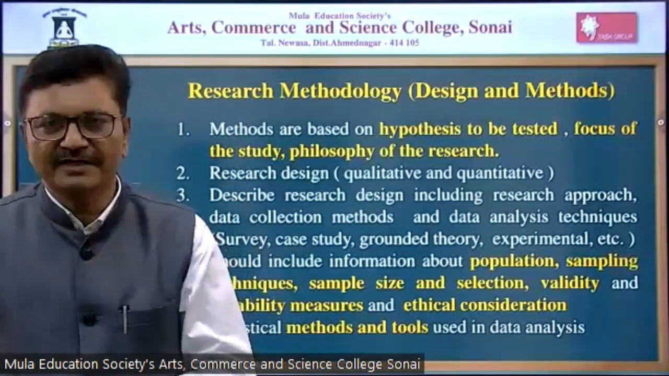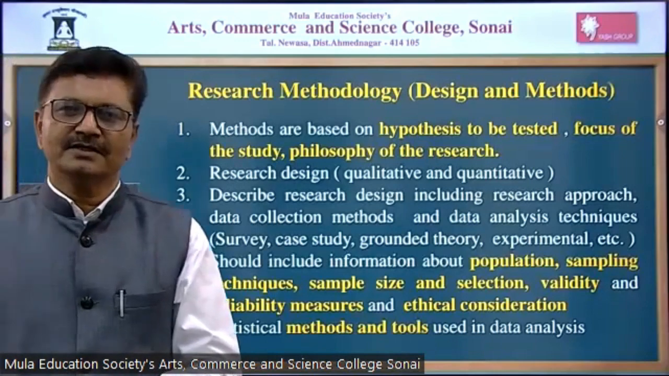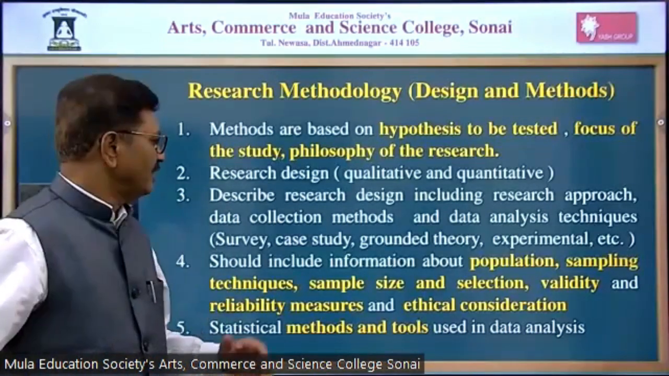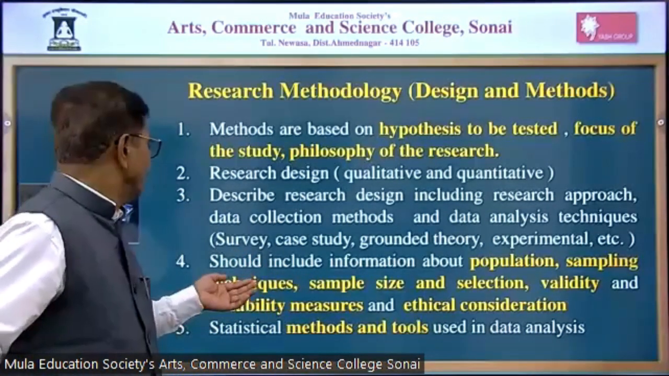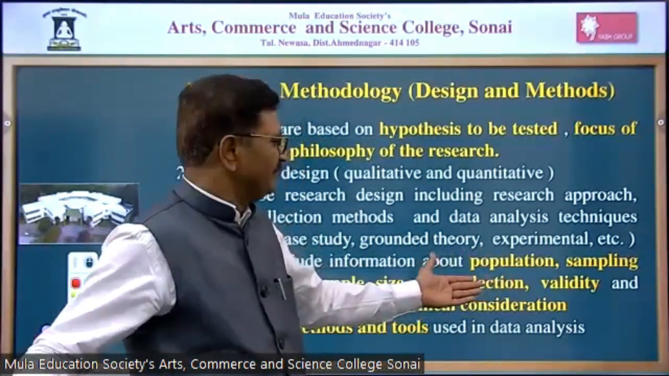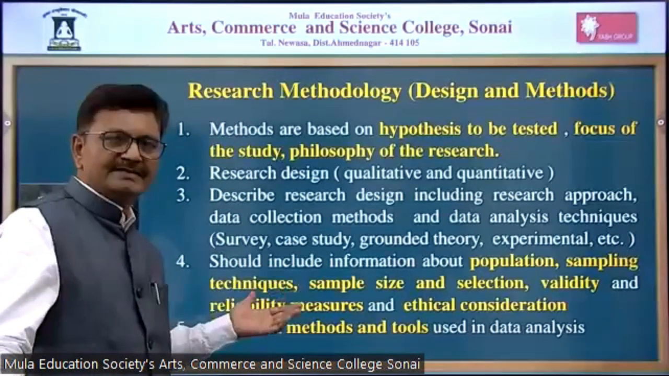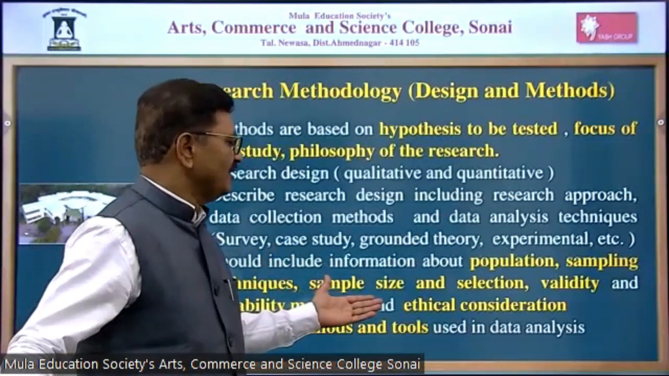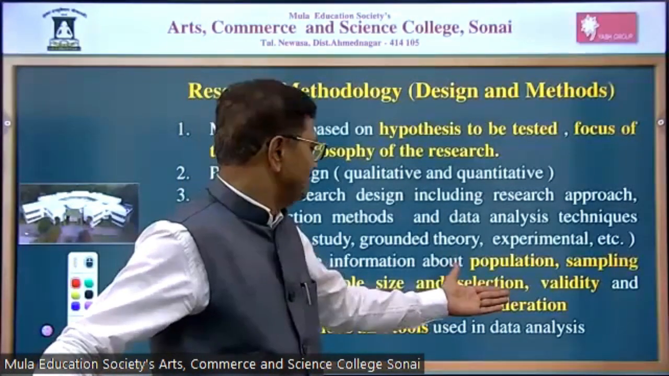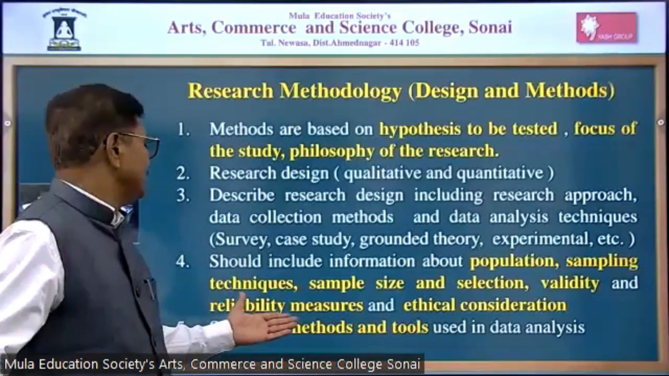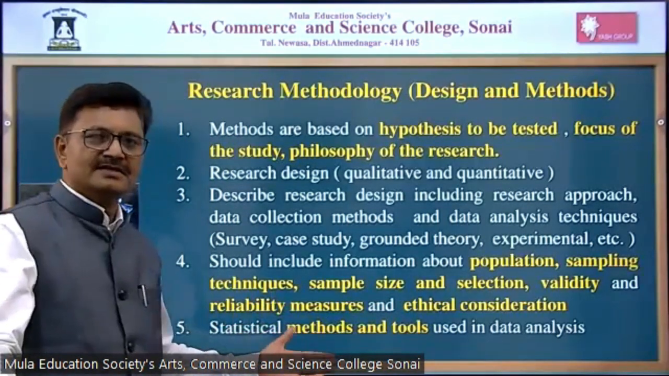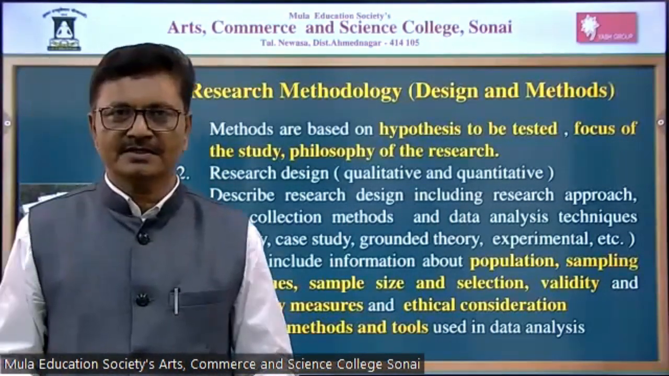If your methods are not validated or not realistic or not according to rules and regulations और scientific method नहीं रहेंगे तो most probably आपको data अच्छी तरह नहीं मिलेगा. Method should include information about population. Population क्या होता है? Then what is sampling? What different techniques are available in the sampling? Sample size क्या होगा? How to decide sample size? Then selection कैसे होगा आपका? Then what is validity and reliability? Measures क्या क्या हो? Ethical consideration क्या क्या हो? Methods and tools आपको क्या क्या use करने analysis के लिए? So everything is included in research methodology.